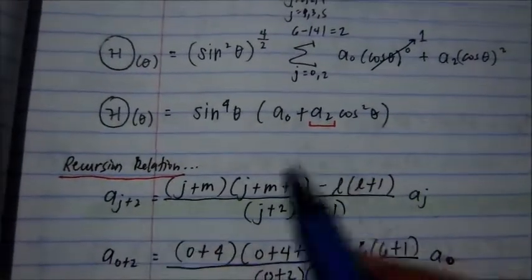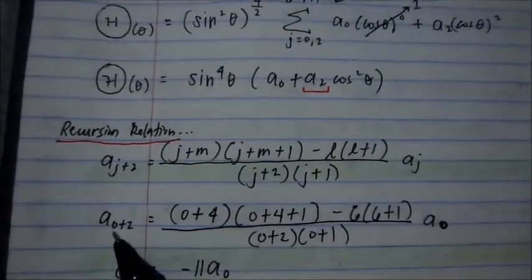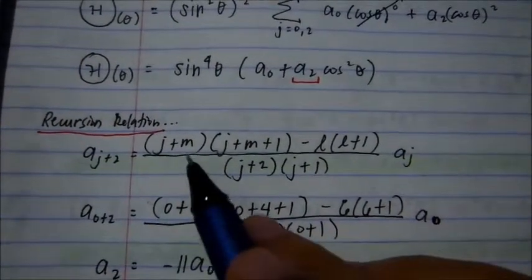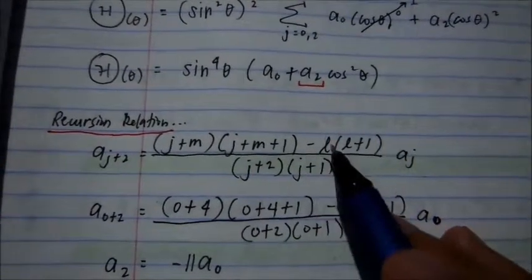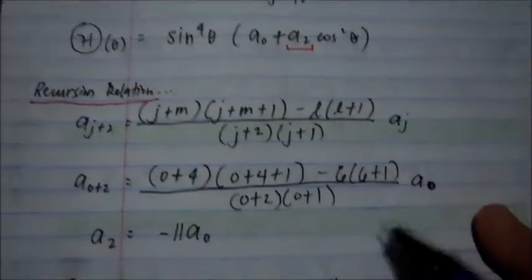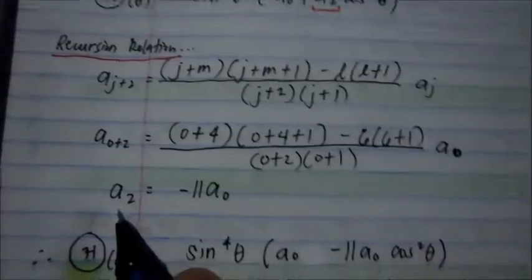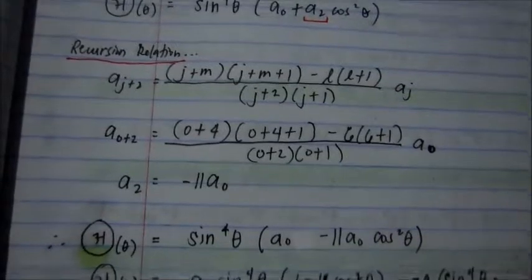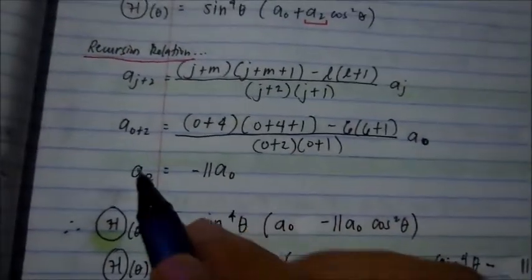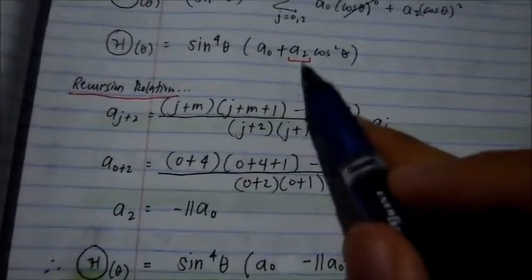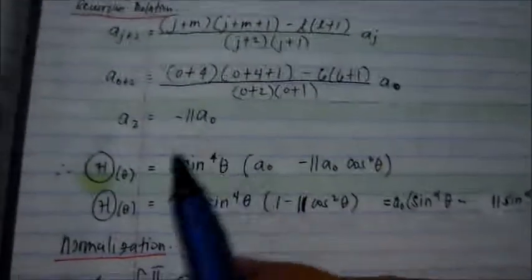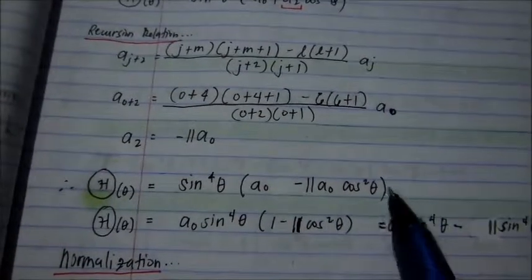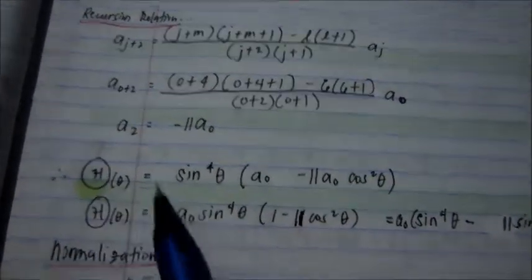We all know that our j is equal to 0, and our m is plus or minus 4, so this is the absolute value. And our l is 6. Substituting those, we'll have a sub 2 is equal to negative 11 a sub 0. So this will be substituted there. So this will now be our a sub 0 term for theta.